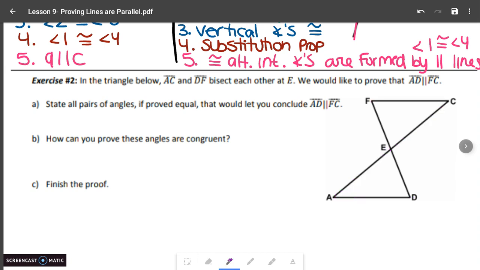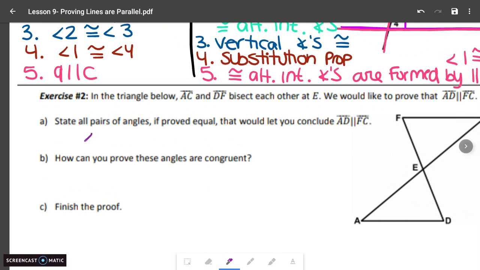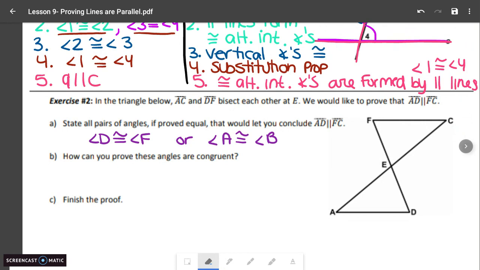So the 2 pairs that I could use are either angle D congruent to angle F or angle A congruent to angle C. So if I prove one of those 2 pairs, then I could say that I have parallel lines because I have alternate interior angles that are congruent.